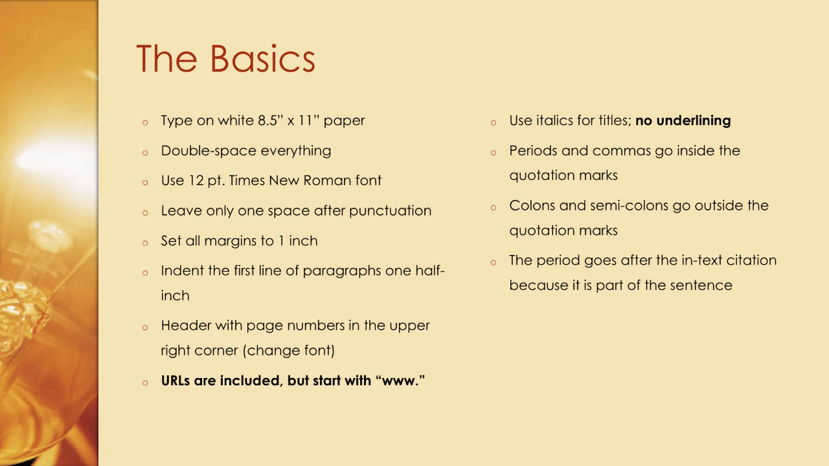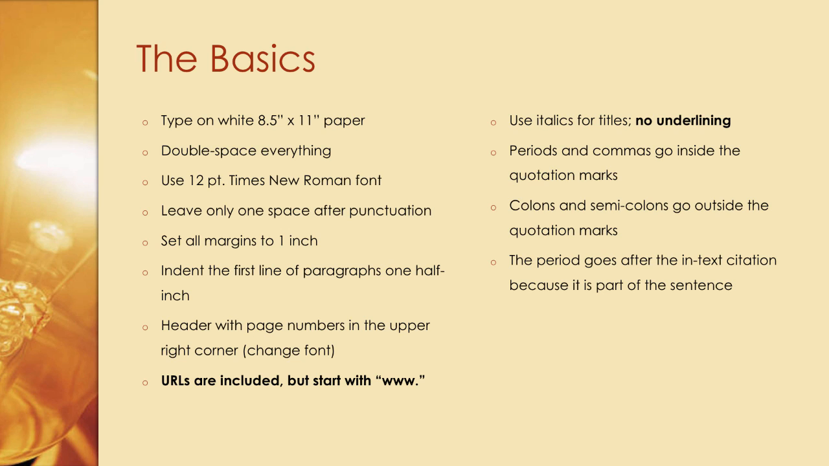The basics. Type on white 8.5 by 11 inch paper. Double space everything. Use 12-point Times New Roman font. Leave only one space after punctuation. Set all margins to 1 inch. Indent the first line of paragraphs 1/2 inch, which is usually 1 tab. The header with page numbers goes in the upper right-hand corner, and you need to make sure that's in Times New Roman too. One of the big updates with the 2016 version is that now URLs are included, but you start with a www, not the http://.